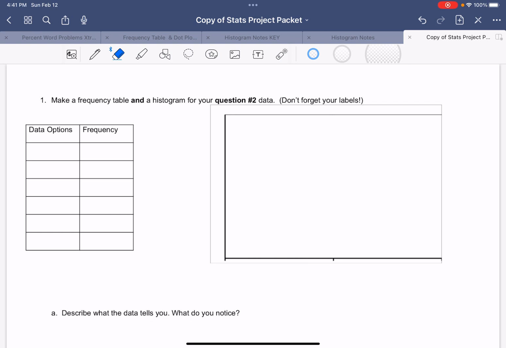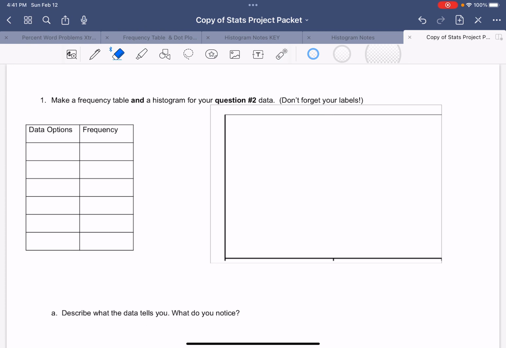Okay, so what's nice about this is if you need to pause the video in order to do something, please do so. Okay, if you need to go back and listen to directions and find out what to do, also go back and listen to the directions.